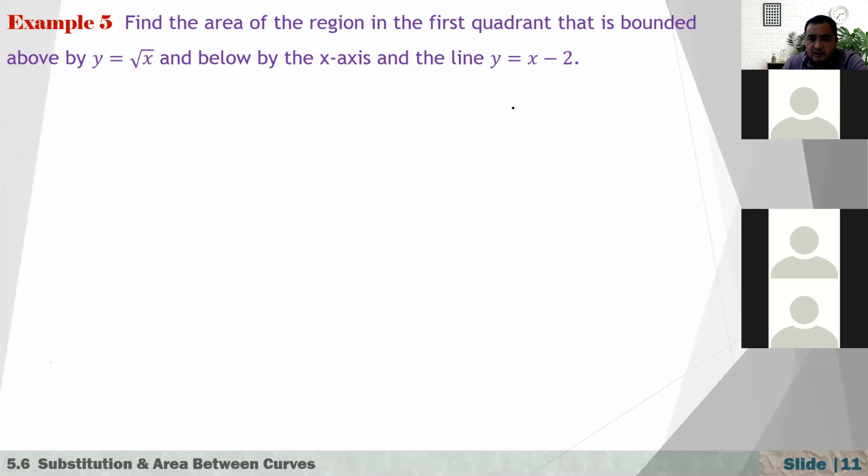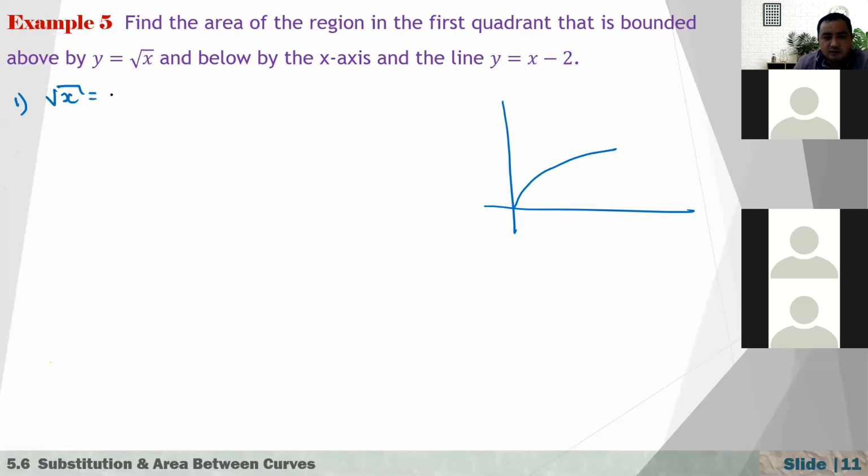So again, here we have y equals square root of x. Its graph is something like this. Now immediately let's find where they intersect each other. Square root of x is equal to x minus 2. In the first quadrant, that means x is positive. If you square both sides, we can see that one solution is x equals 4, because if x equals 4, square root of 4 equals 4 minus 2. So when x equals 4, y is equal to 2.